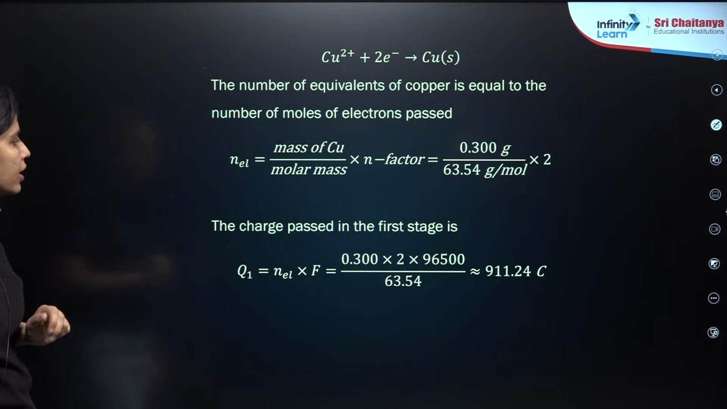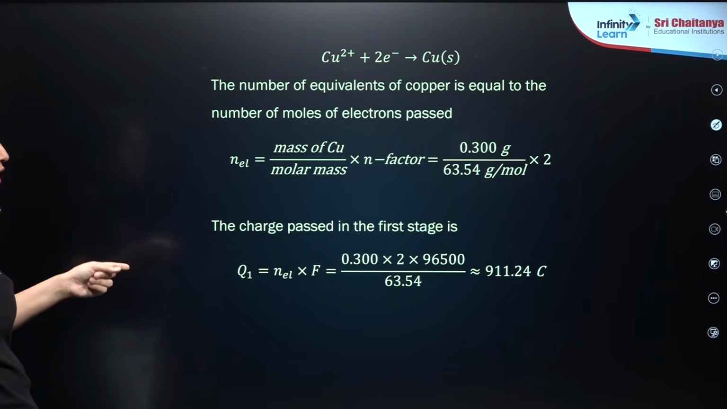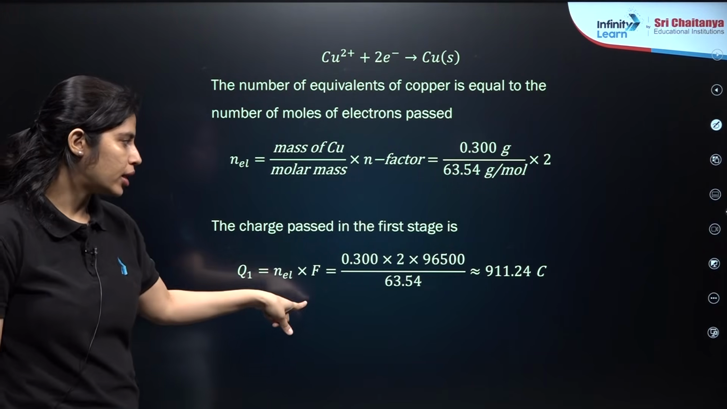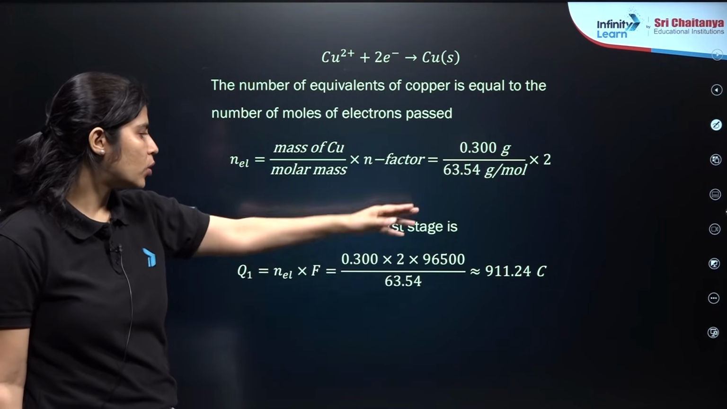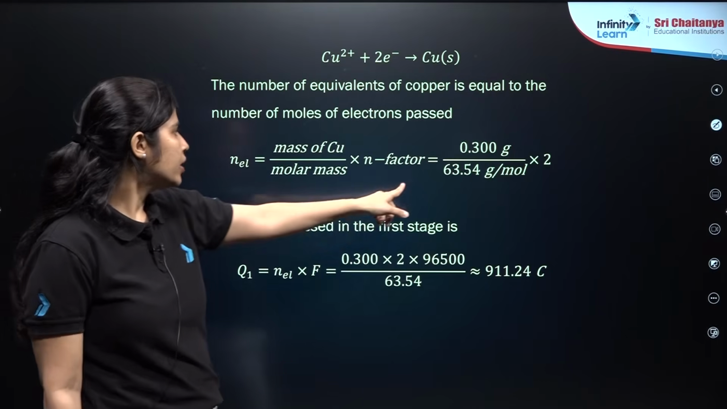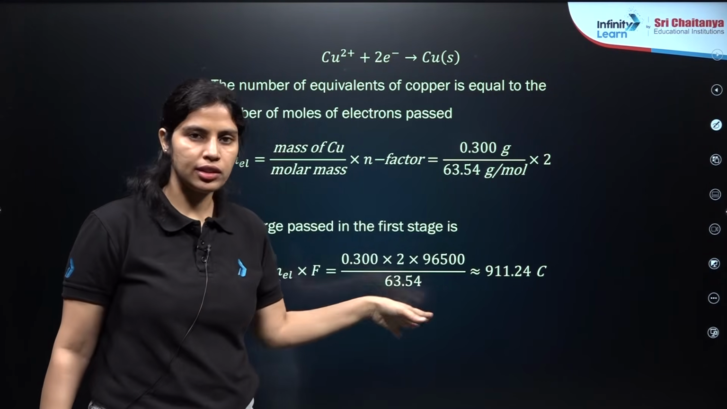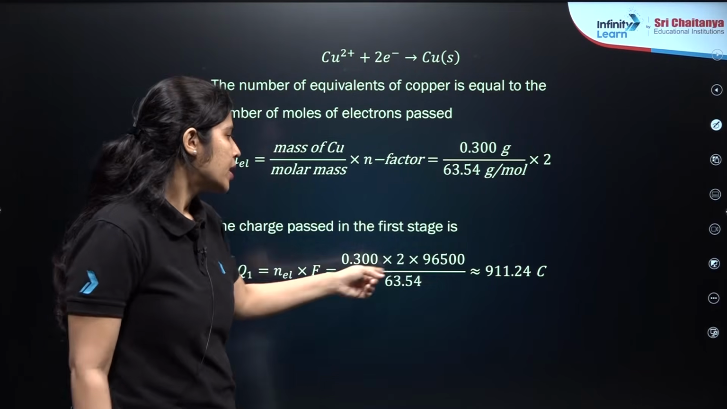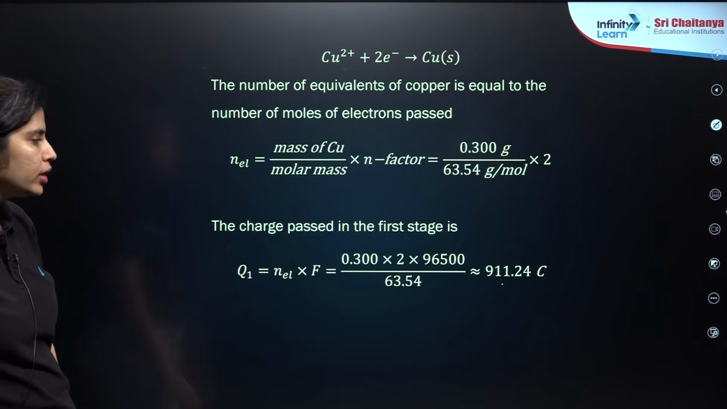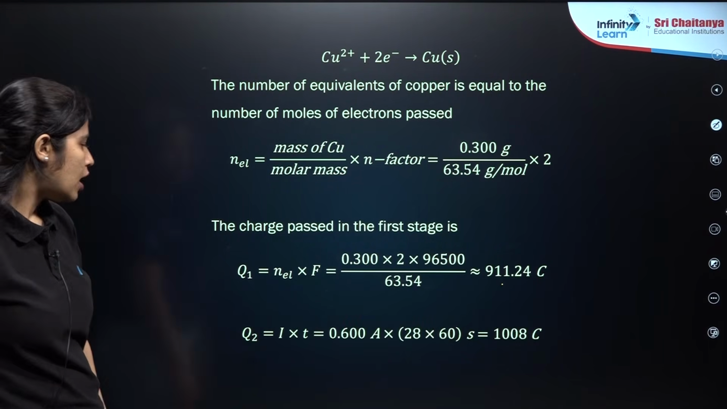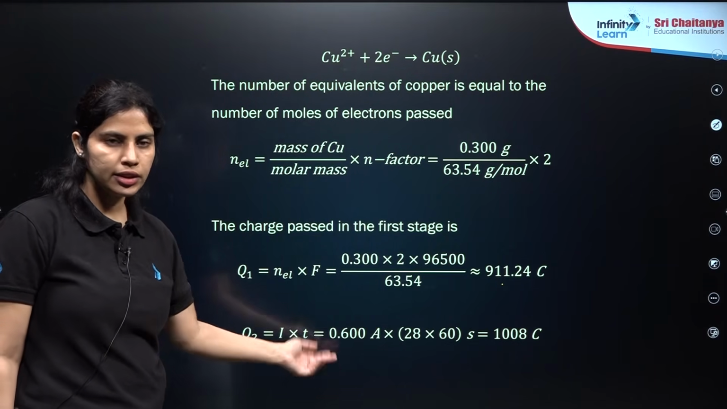Next is the charge passed in the first stage. Charge passed in the first stage is going to be the number of electrons into Faraday, right? This is the whole thing that we have already written, so you don't have to worry about it. I've written it over here so that things can get cancelled out and the calculation becomes easier. It will come out to be somewhere around 911.24 coulombs.